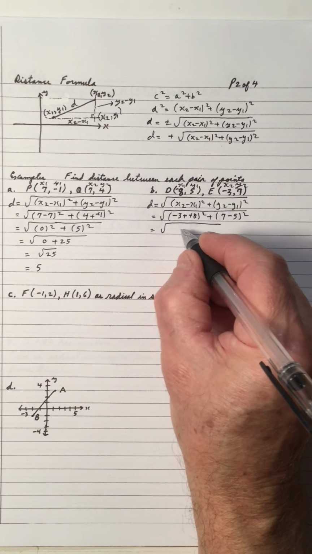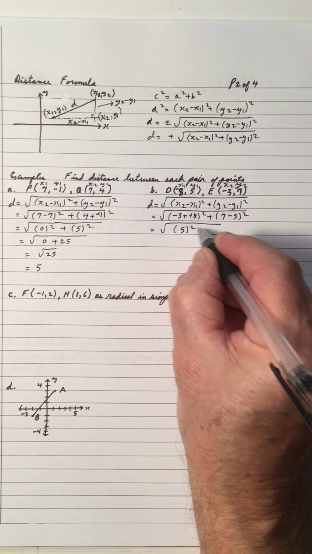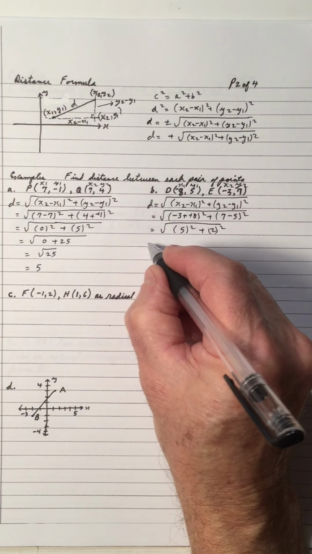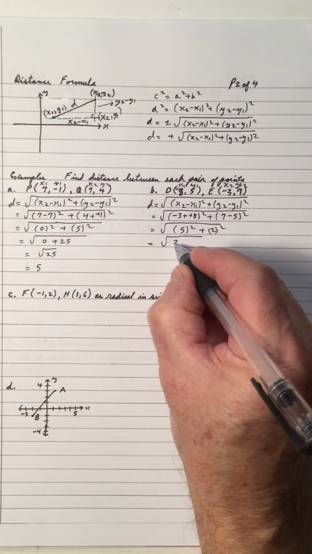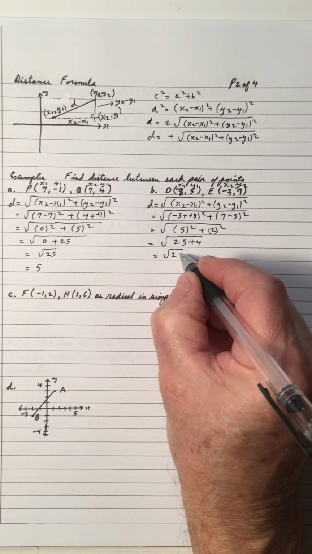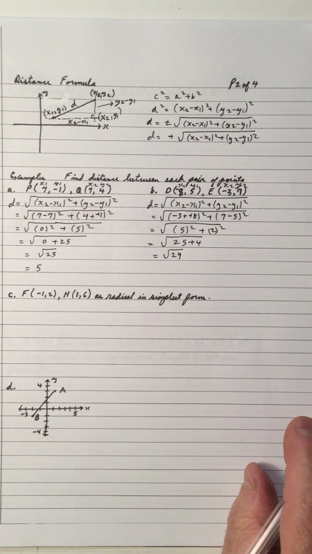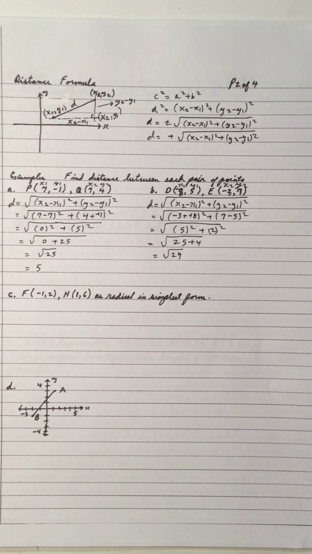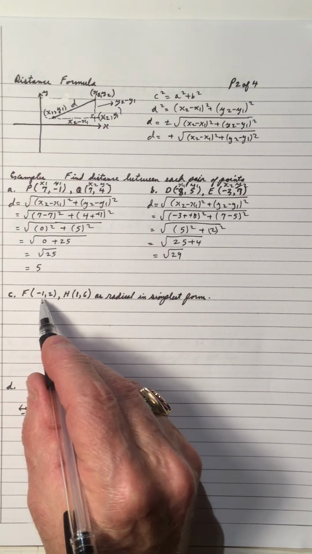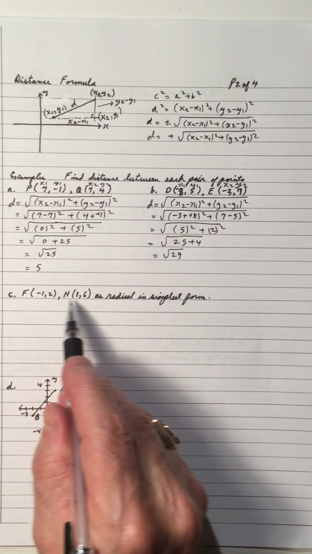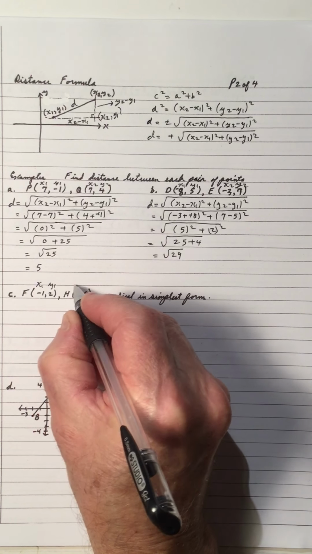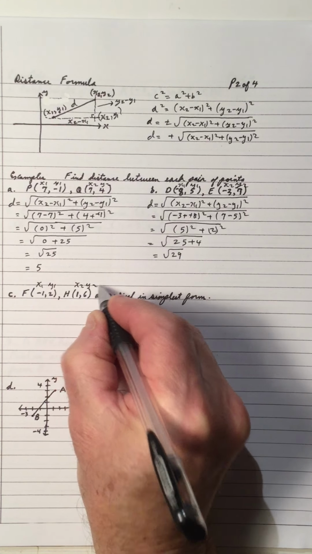Simplify it, double negative is positive, so that makes it 5 squared. And that's a 2 squared. So 5 squared is 25 plus 4. That's the square root of 29. And the square root of 29 can't be simplified because it's a prime number. And we have another one to do, but it says find the distance between these two as a radical in the simplest form. So x1, y1, x2, y2.